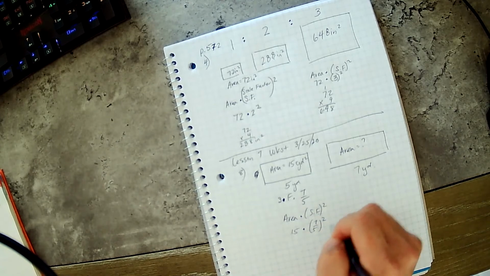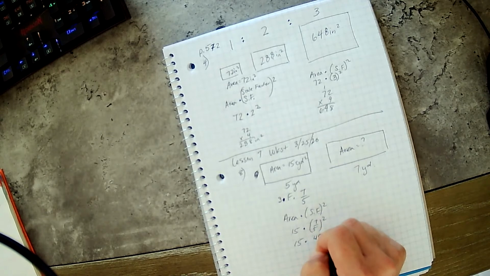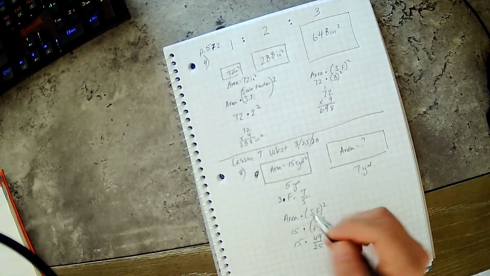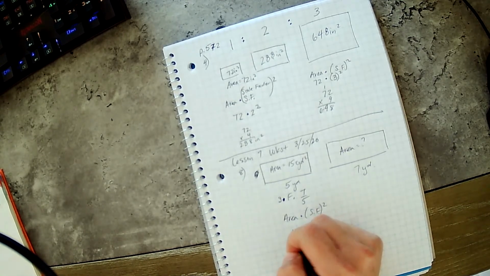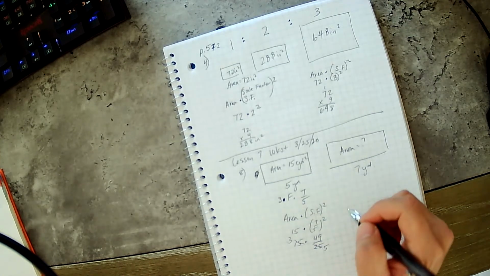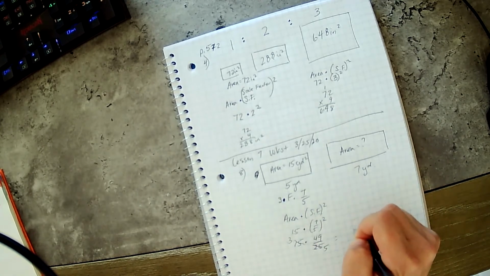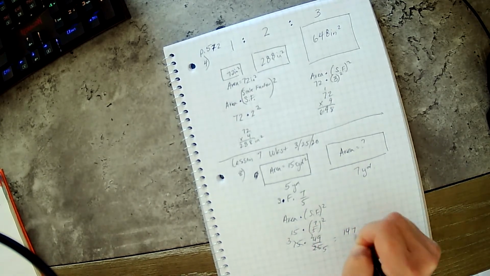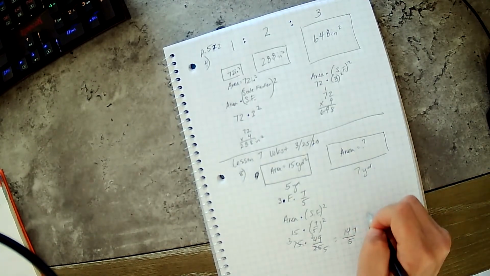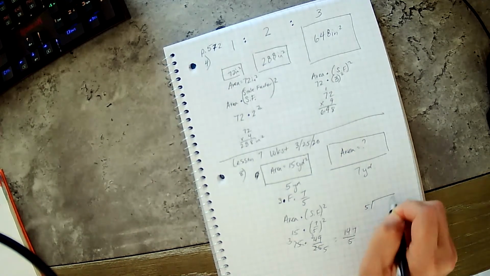So what you have is 15 times 49 over 25. Okay. Then you can cross cancel. This becomes 3. This becomes 5. So you just multiply this across. 49 times 3 gives you 147 over 5. And it asks you to give your answer to the nearest whole number. I guess we just divide it out.